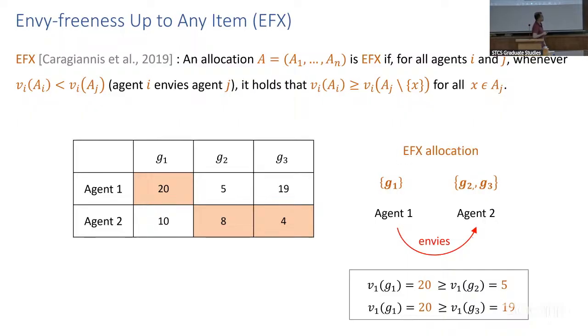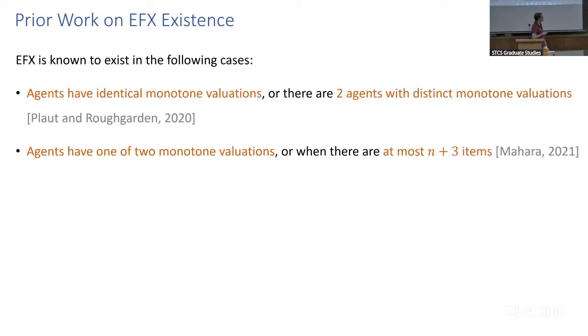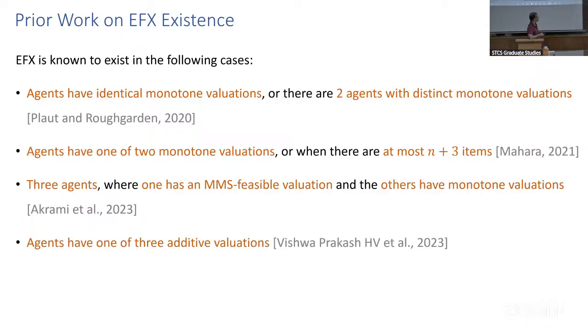All right. So researchers have put significant efforts in solving this problem, and they have been successful in solving this problem for some special cases. So these are the special cases for which EFX exists. I'm going to talk about the last one, which is the latest and the current best known result. It says that we can have any number of agents, but they can only have these possible additive valuations.